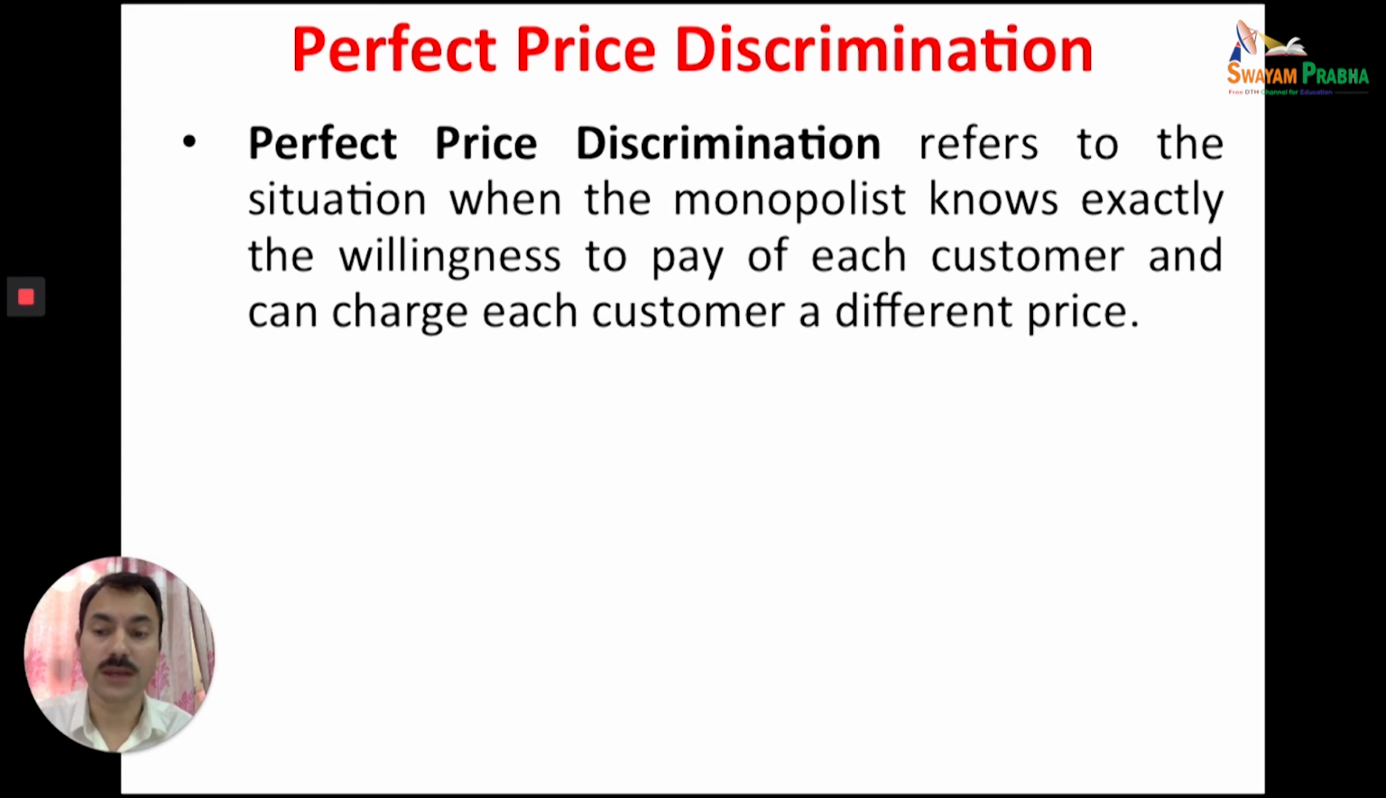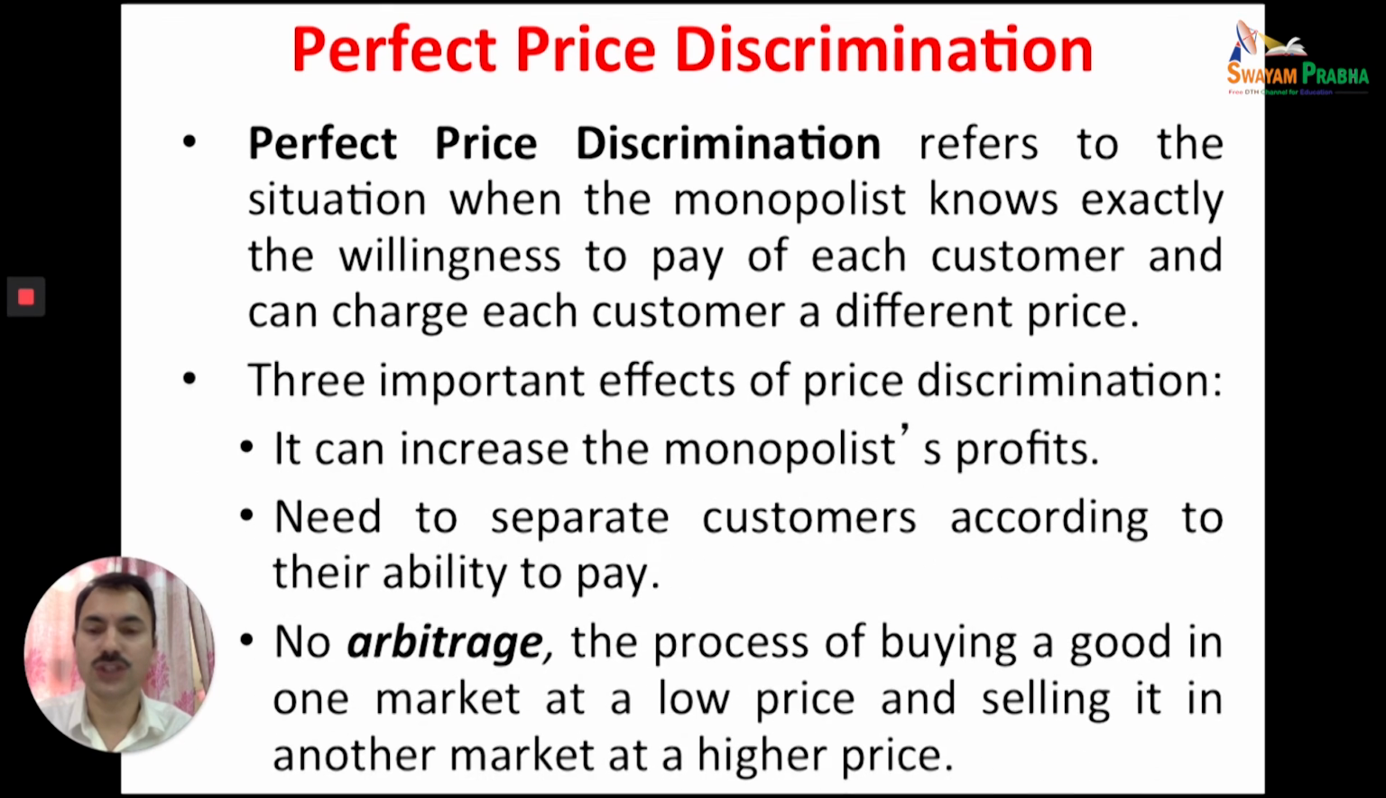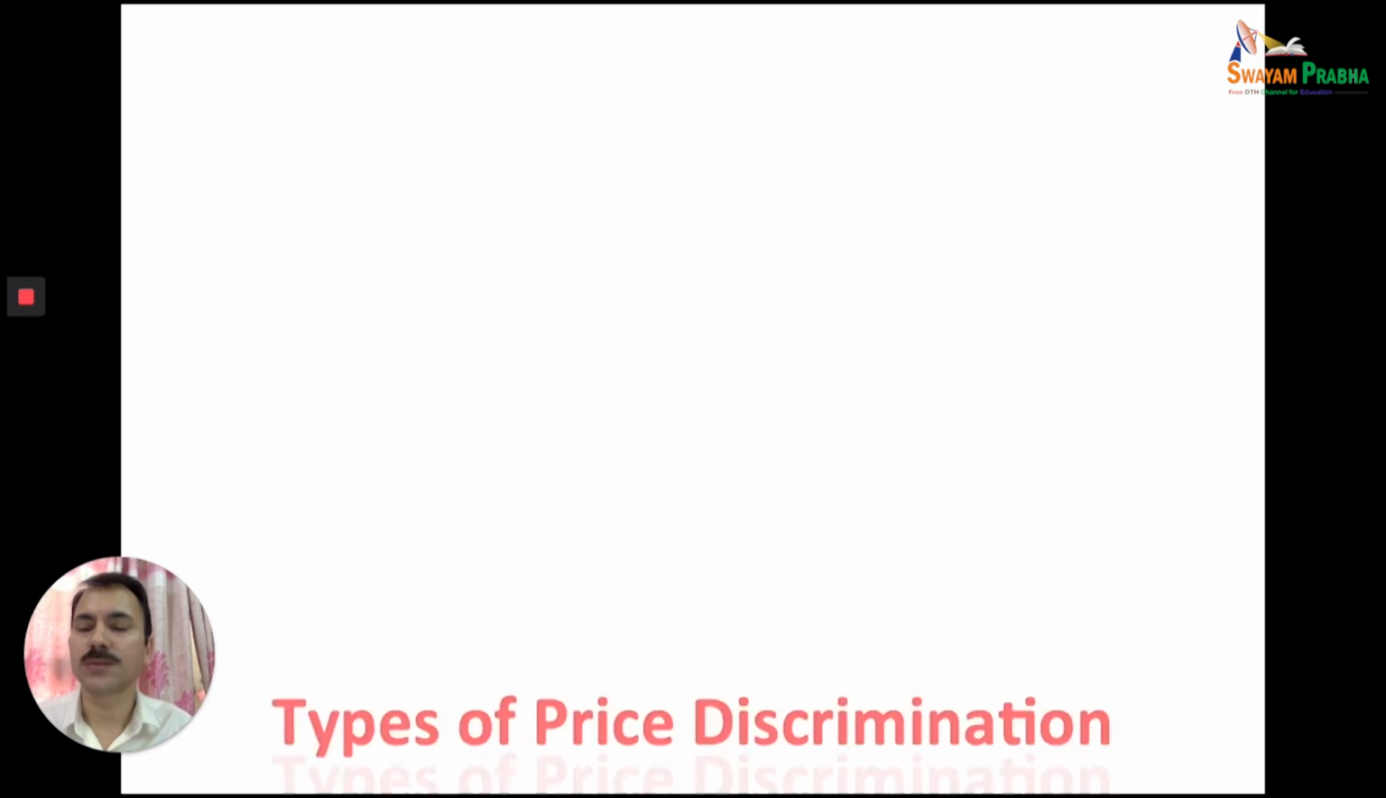When he knows the actual paying capacity of the consumer, there are three important effects in price discrimination. It can increase the monopolist's profits, the customers need to be separated according to ability to pay, and there must be no arbitrage, meaning the process of buying a good in one market at a low price and selling it in another market at a higher price. When these are not possible, then price discrimination becomes more possible.